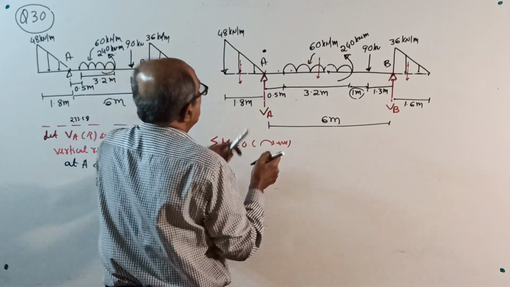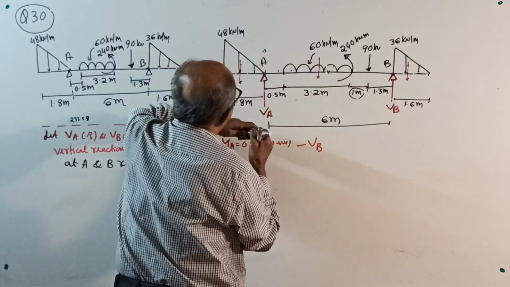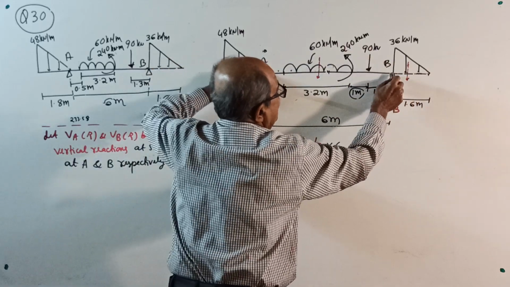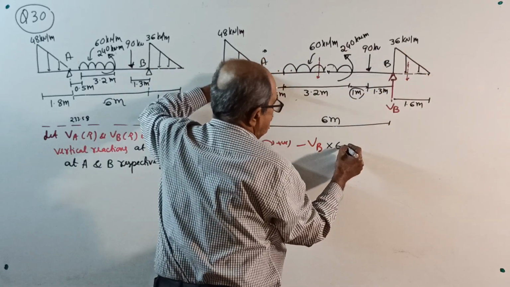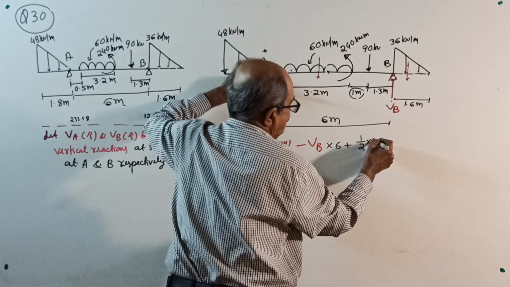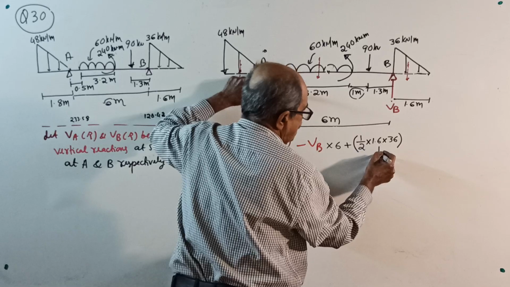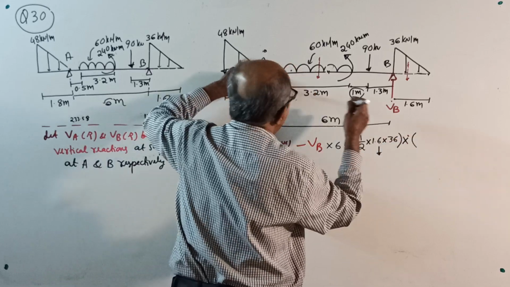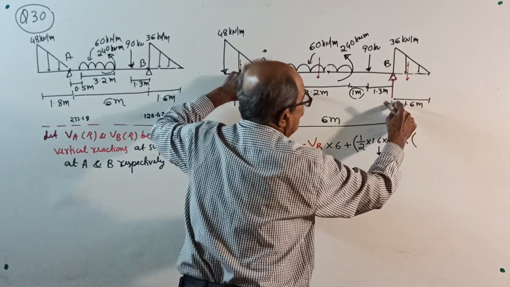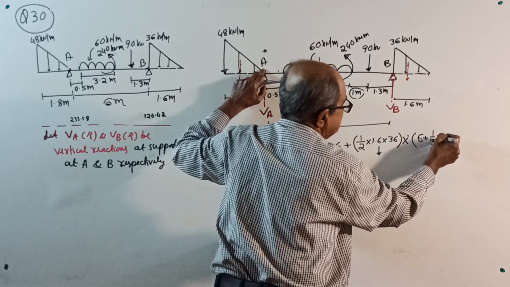Okay, start. Take moment about A, start from that side. Minus VB into 6. Then, from here start. Moment of this load. To first load, clockwise. Plus half into 1.6 into 36 is the total load, multiplied by 6 meter plus this distance, which is 1/3 of 1.6. This was all explained thoroughly earlier.